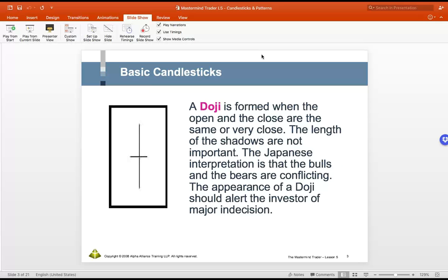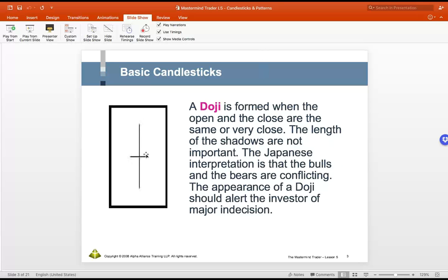The first candlestick is what we call a doji candle. You can see from this screen, this is a doji candle, and basically the doji candle is formed when the open and the close are the same or very close to one another. So what happens is that there will be a very small body over here.